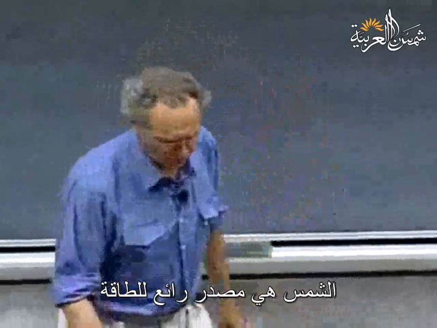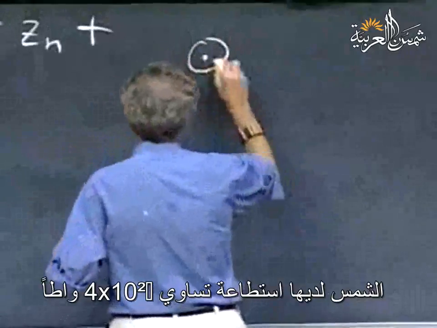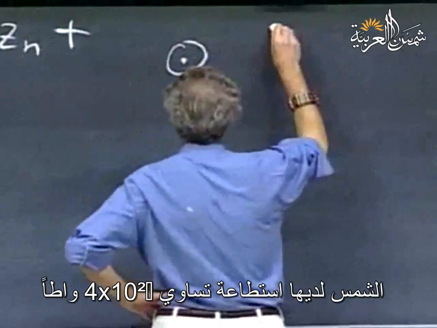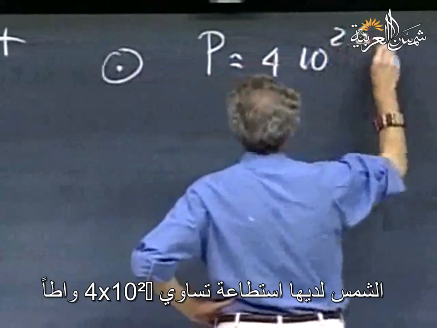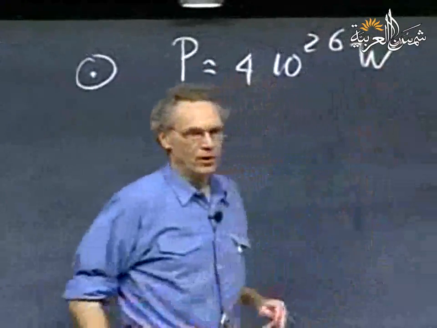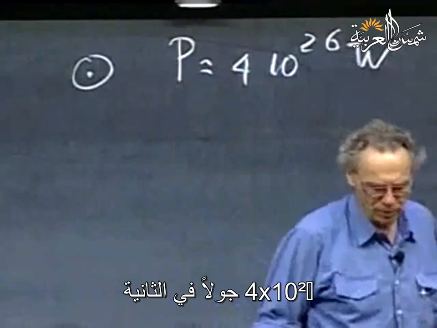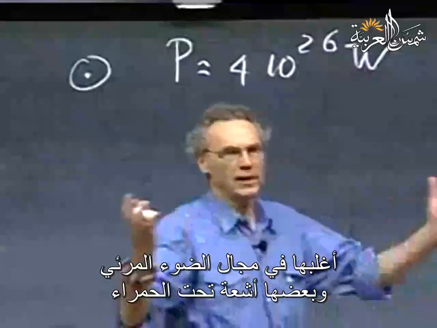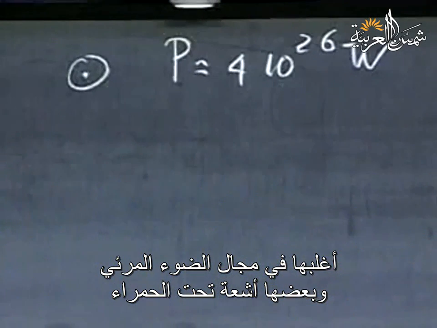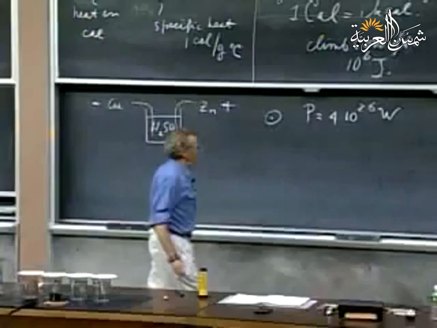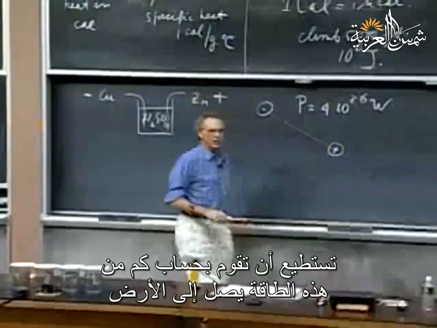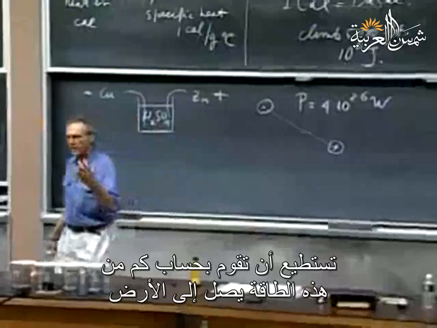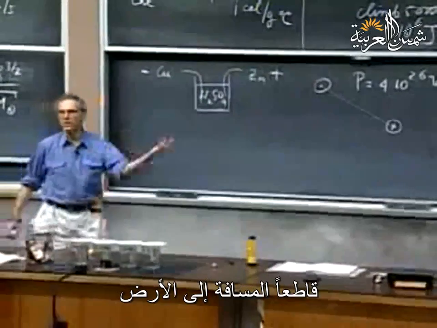The sun is a wonderful source of energy. The sun has a power of 4 times 10 to the 26 watts, 4 times 10 to the 26 joules per second, mostly in the visible light and some in the infrared. If the sun is here and the earth is here, then you can calculate how much of that energy reaches the earth at the distance of the earth.